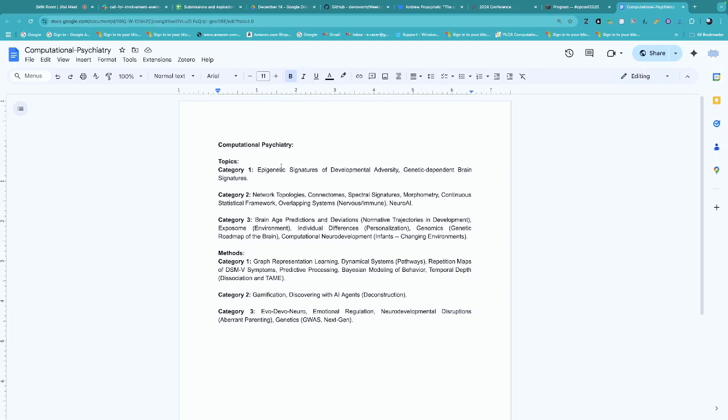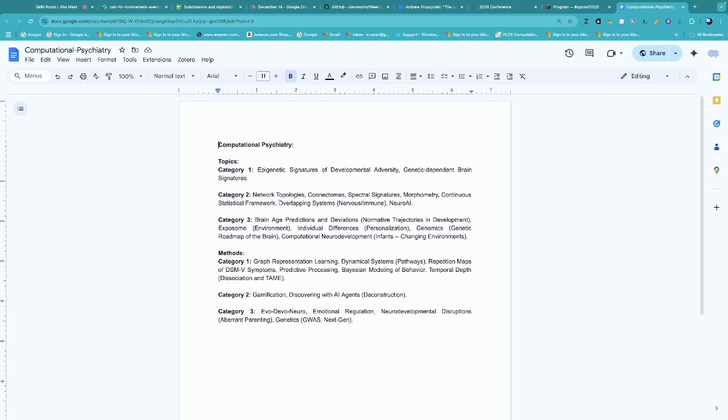Computational psychiatry, of course, we have our own flavor. I know Morgan talked about this, but basically I've tried to group things into 3 categories for each of topics and methods. In terms of topics, for category 1 we have a grouping that includes epigenetic signatures of developmental adversity and genetic dependent brain signatures. Category 2 is network topologies, connectomes, spectral signatures, morphometry, continuous statistical frameworks, overlapping systems, sort of nervous and immune system interactions, and then neuro AI, which is a lot bigger than category 1. Category 1 would be kind of like genetics, epigenetics. Category 2 would be networks and spectra and continual measurement. And then you have overlapping systems and the neuro AI part.